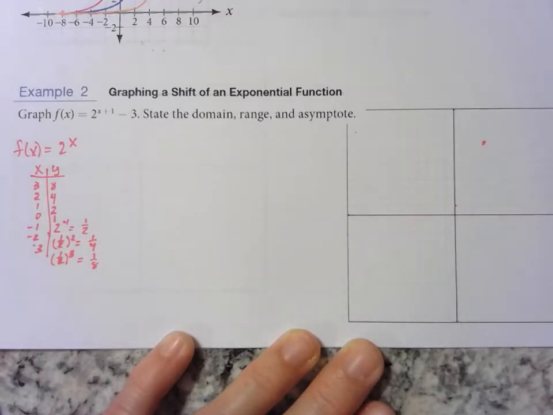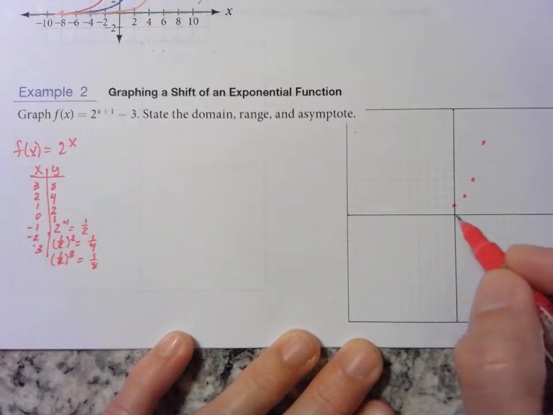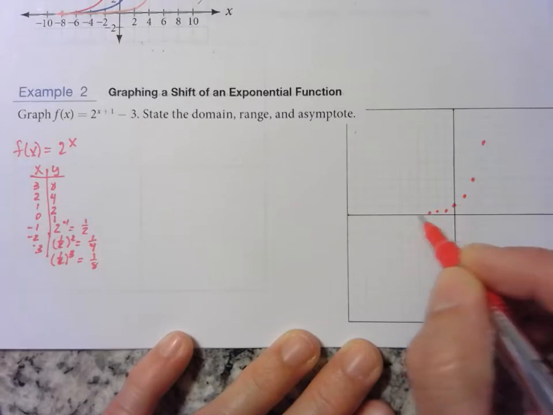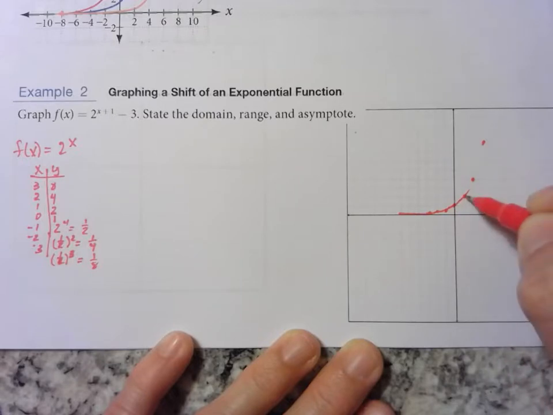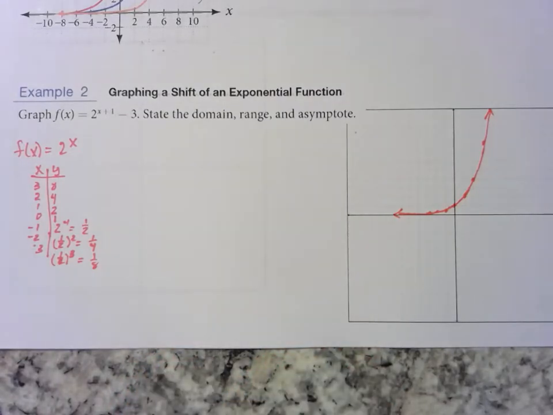It's really difficult to see these lines over here. We have (2, 4). We have (1, 2), (0, 1). Negative 1 goes down to 1/2, and then we go to 1/4, and then we go to 1/8. So it's getting really, really close to our x-axis there. This is our parent function. Looks like that. So then what about the one that we're given in the problem?